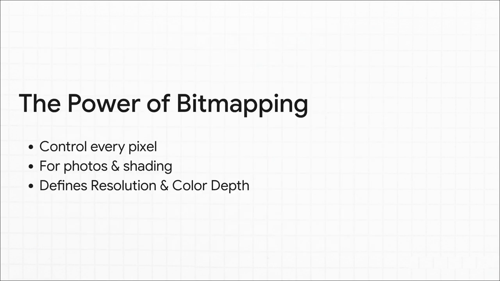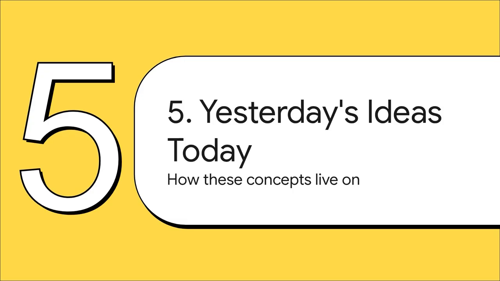And this approach, which we call bitmapped graphics, gave programmers total control. Finally, every single pixel could be whatever color they wanted. This unlocked everything: complex photos, realistic images, subtle shading. The very ideas of resolution and color depth that we talk about all the time today were born right here with this breakthrough. So yeah, we've come a long, long way from electron guns and 4 kilobytes of RAM.